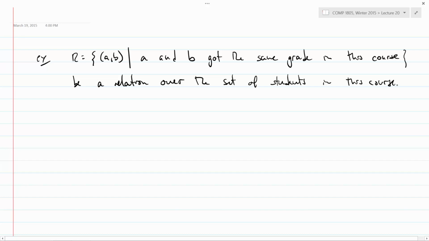All right, so first, is this thing going to be an equivalence relation? So is it reflexive? Yes, because you got the same grade as yourself. Is it symmetric? Yeah, if you got the same grade as me, I got the same grade as you, and it's transitive for basically the same reason, right? It's transitive for all the reasons the regular integers are transitive. All right, so this thing really is an equivalence relation, so that's one observation.